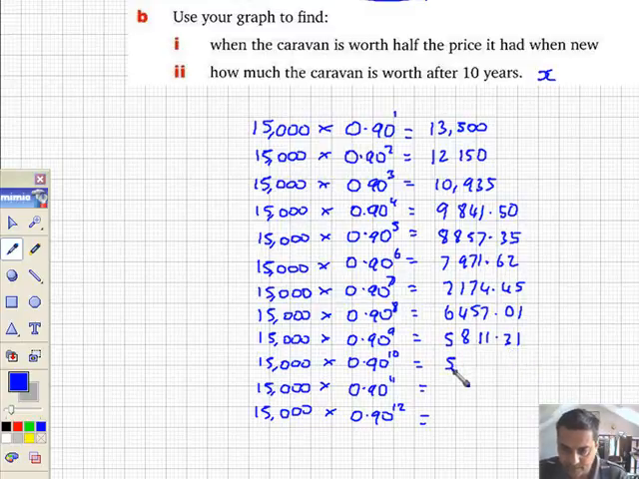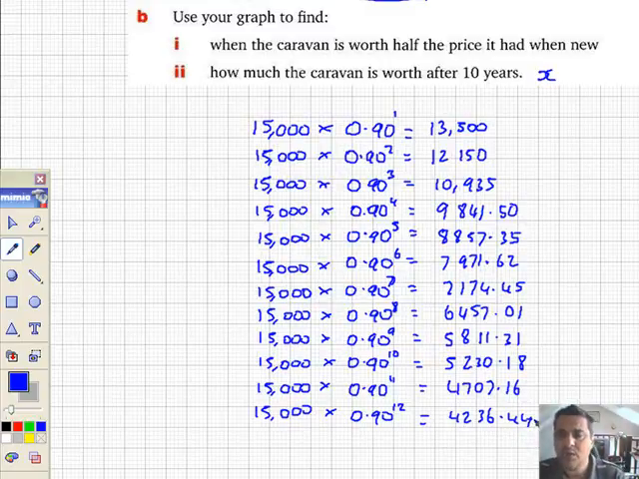Look at that. After 10 years I'm worth £5,230 and 18 pence. I'm still dropping. After 11 years I'm £4,707.16, and after 12 years I'm £4,236 and 44p. And like I said, if I need to do some more, I'll come back and calculate some more. So right, I'm going to draw a graph now with all these points.